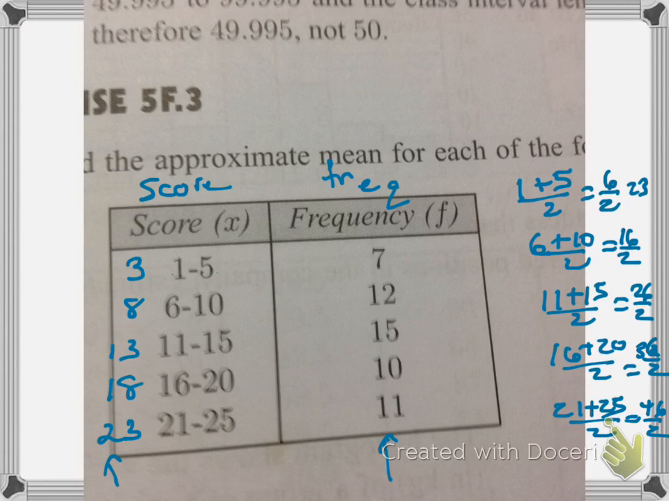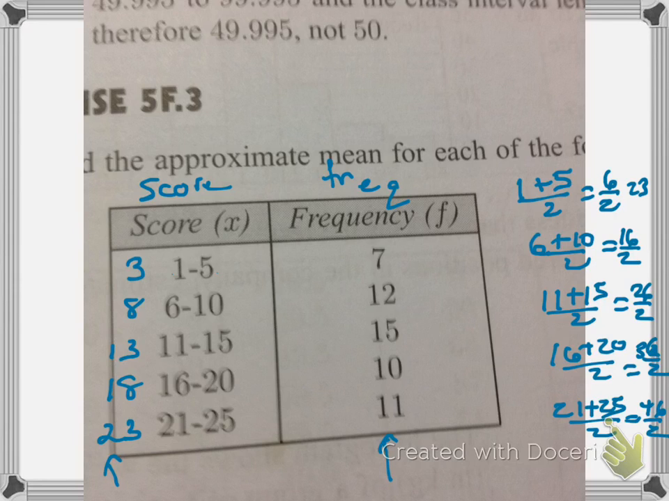So I'm going to come over here, and again, I'm going to go to your spreadsheet. I'm going to put in 3, 8, 13, 18, and 23. And then I'm going to put in 7, 12, 15, 10, and 11. Then I'm going to go to statistics. And from my list, I called it score. And from my frequency list, I called it freq.